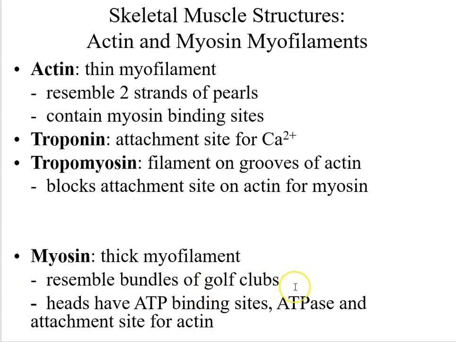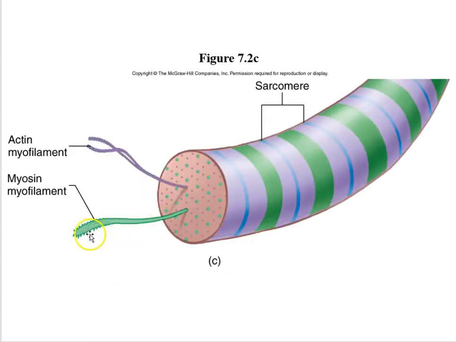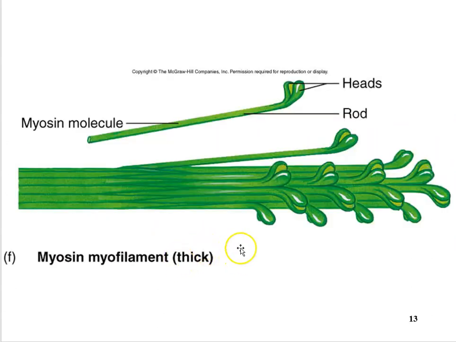Myosin is more straightforward. It makes up the entire thick myofilament, and it looks like a bundle of golf clubs with the heads pointing out and the handles all grouped together. Myosin, or the thick myofilament, is named the thick filament because it's simply thicker, more protein overall. And close up, it looks like this, with what's called the myosin tail or rod, bundled together. The myosin heads all point out.